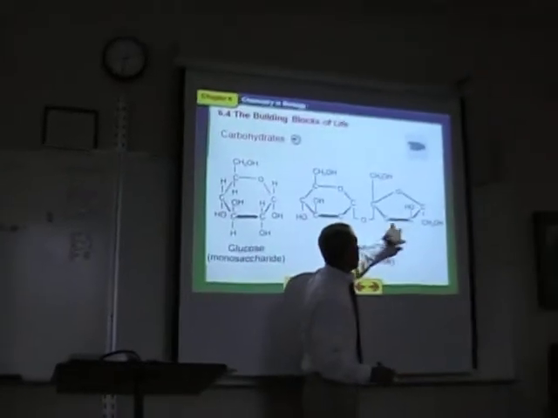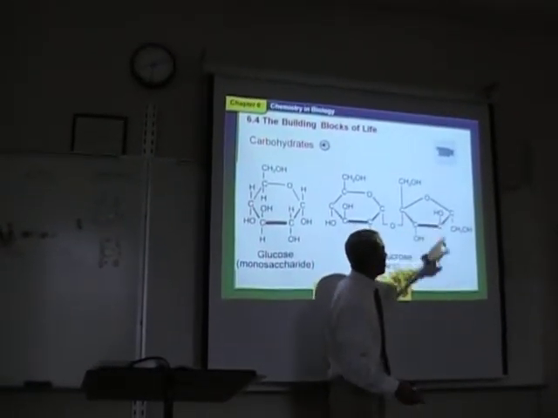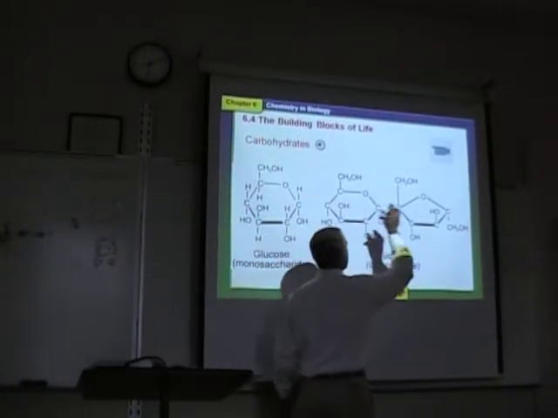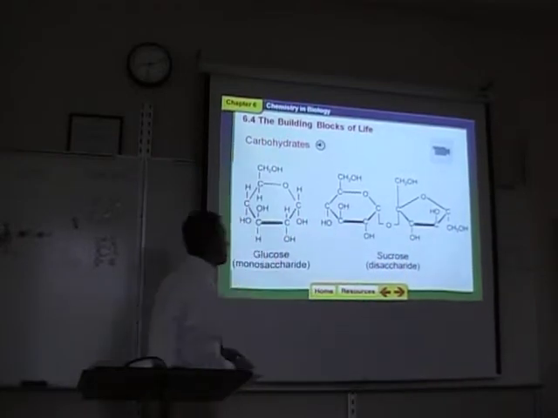There's another one called maltose. If you've ever heard of malted milk. Maltose. Basically, it's a glucose, a single ring connected to another single ring, but in this case, the single ring is a pentagon instead of a hexagon, and we call that fructose. So if you take a glucose and a fructose and you hook them together, you get sucrose, which is a disaccharide.